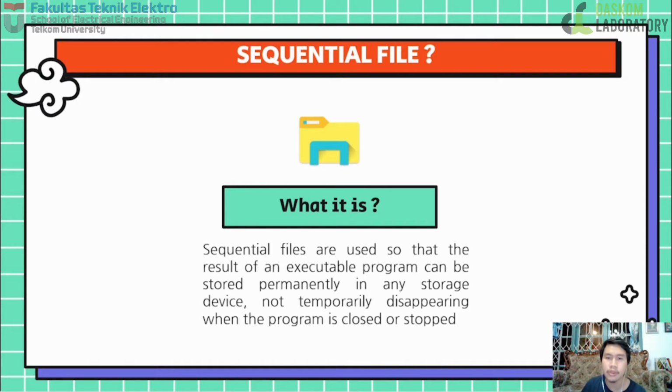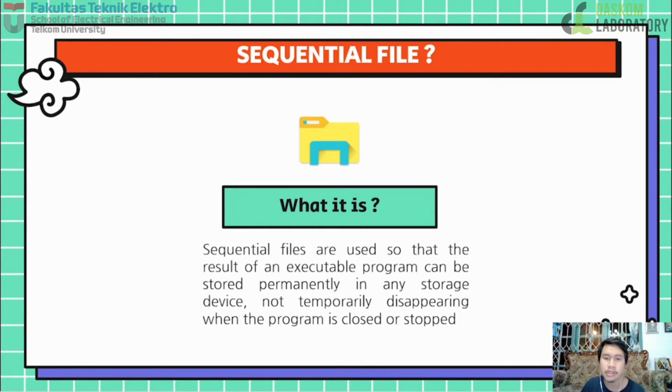For example, when you create a program without using sequential files, the input data in the program will be deleted when you close the program. But if you use sequential files, the data that you input will be stored permanently and you can use it again when you open the program.